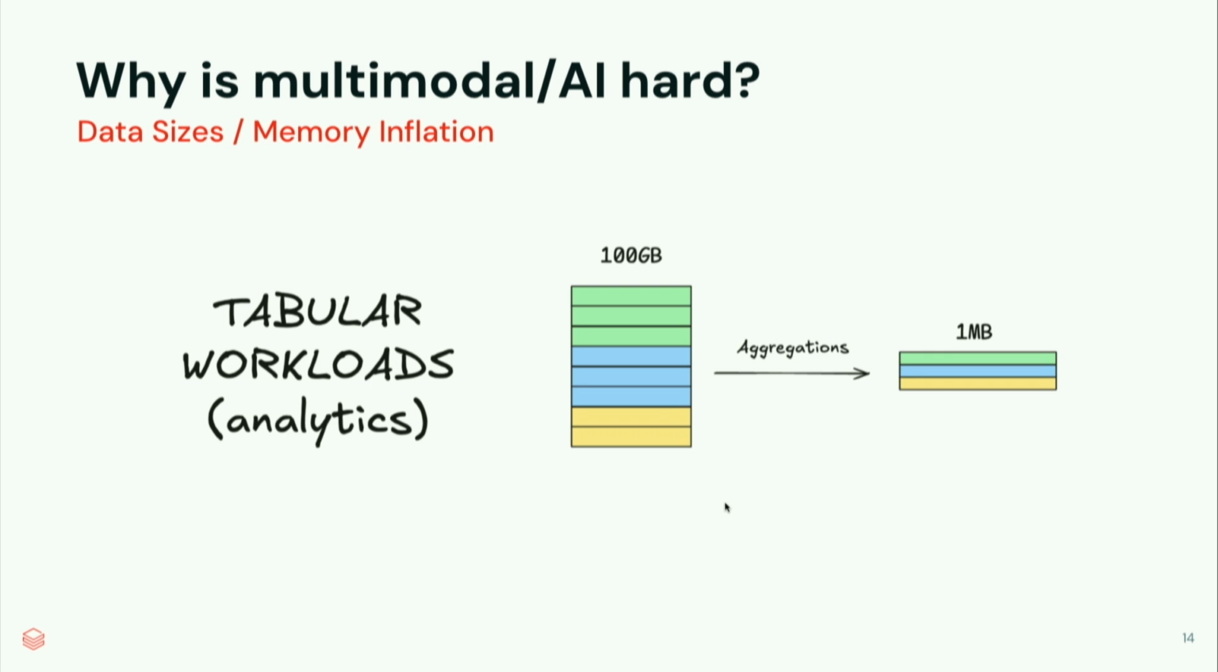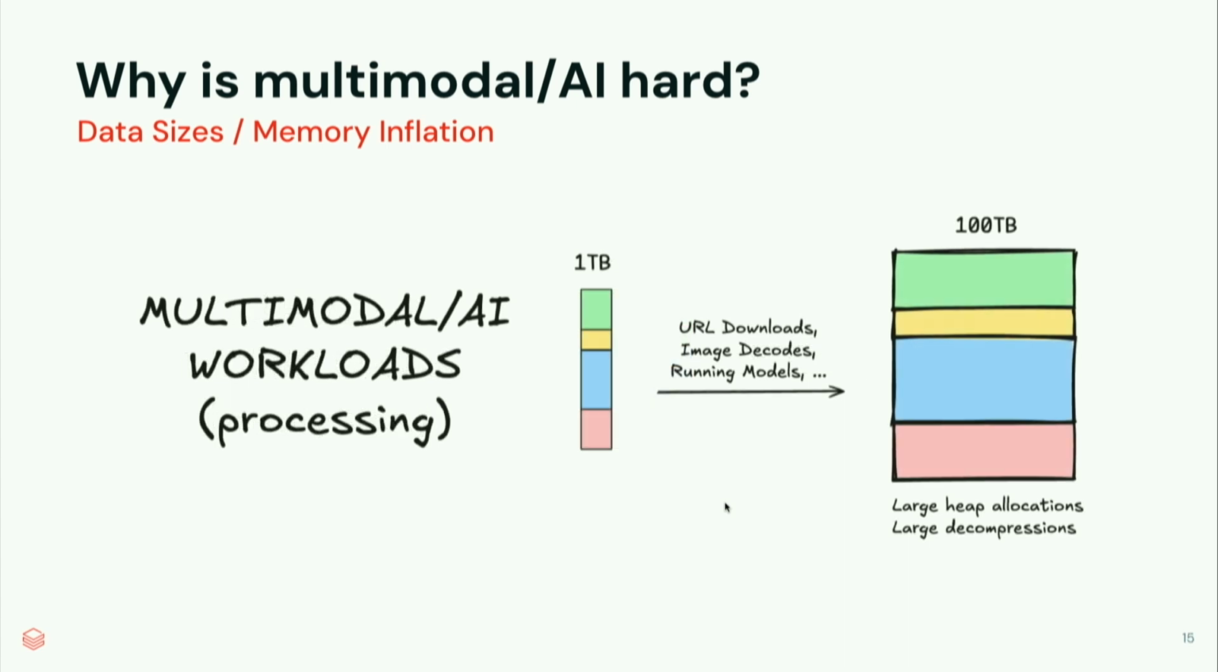Data becomes smaller over time in a pipeline. And it becomes very easy to manage this data at the end because it's just a chart, it's just a graph, it's a histogram. It often fits in like 1 megabyte. It's so easy to work with. In a multimodal world, this completely changes, right?